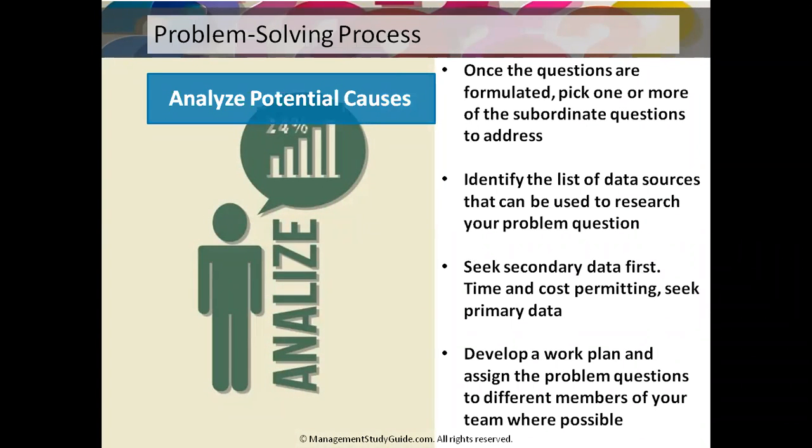The next step is to analyze potential causes. Once the questions are formulated, pick one or more of the subordinate questions to address. Identify the list of data sources that can be used to research your problem questions. Seek secondary data first. Time and cost permitting, seek primary data also. Then develop a work plan and assign the problem questions to different members of your team where possible.